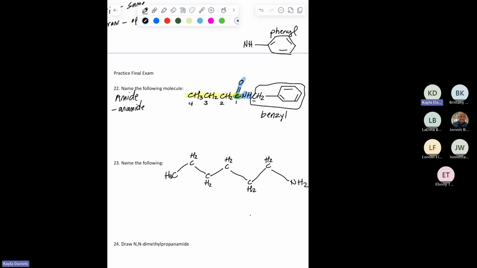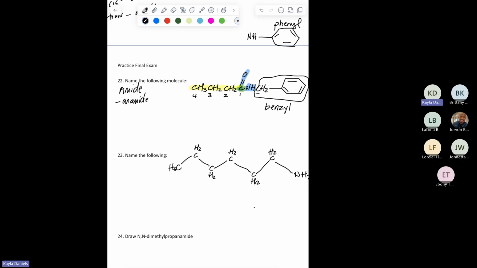All right, going back to naming this one. Pen to paper: our suffix is amide, 4 carbons in the main chain, but. Now we just handle this as a branch. It's coming off of the N. So I say N-benzyl, butane, amide.